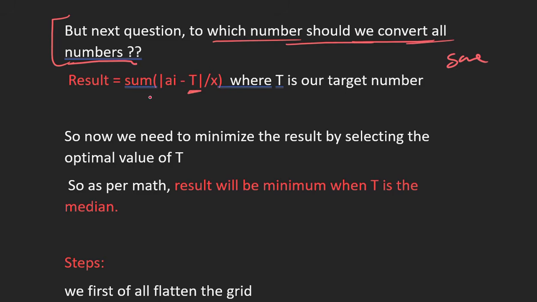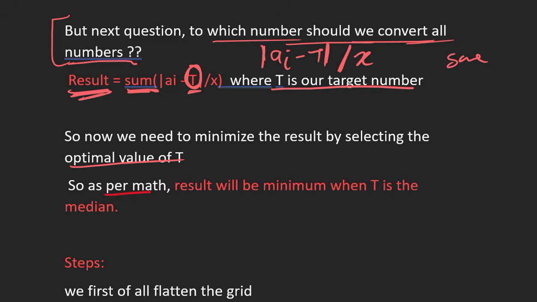So the total number of operations is the absolute value of ith number minus t, divided by x. This will be the number of operations for the ith number, and the sum of these for all the numbers will be our result, right? That will be our result, where t is our target number. So now we need to minimize the result by selecting the optimal value of t.